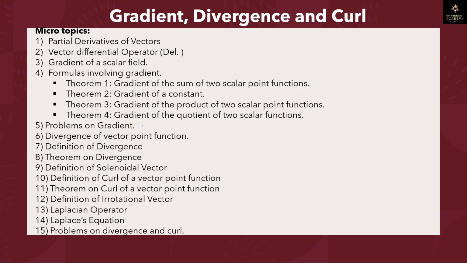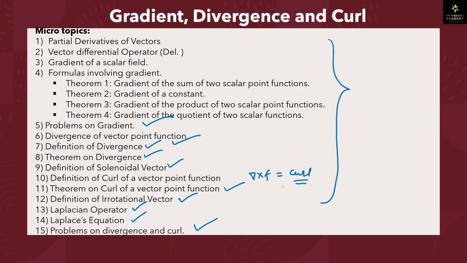After that, we have to discuss problems on the gradient, divergence of vector point function, and the definition of divergence. There are some theorems on the divergence. What is the definition of solenoidal vector? Definition of curl of a vector point function: suppose f is a vector point function, then del cross f is equal to curl. Then the theorem on curl of vector point function, definition of irrotational vector, Laplacian operator, Laplace equation, and after that problems on the divergence and curl. This is all about this module, and we will discuss it in detail.